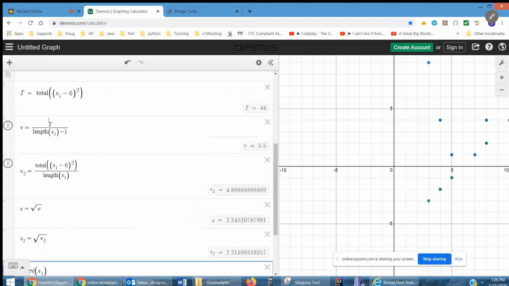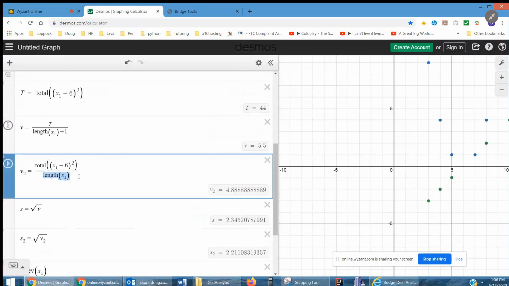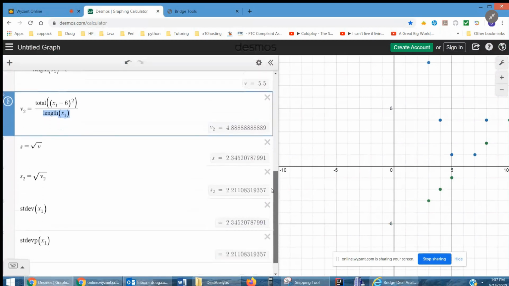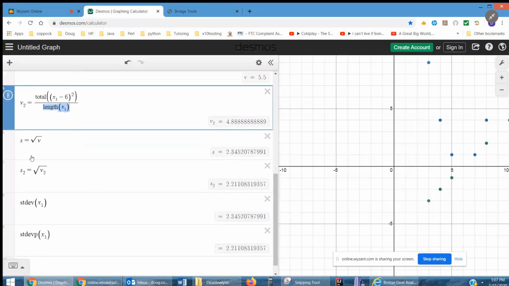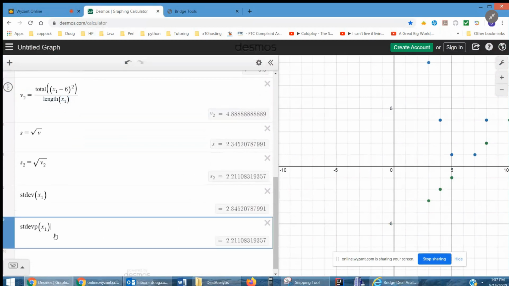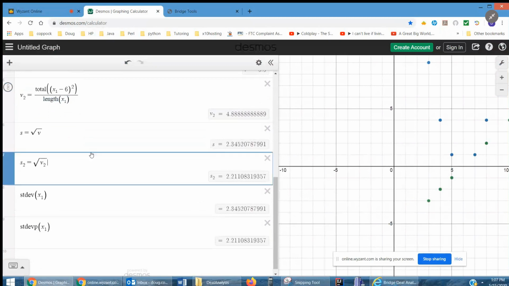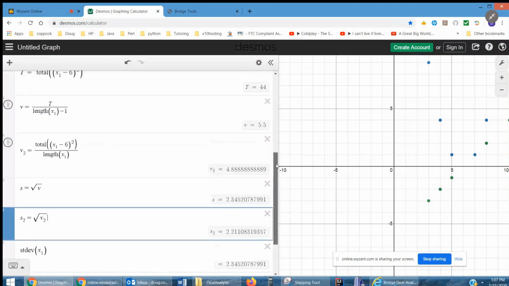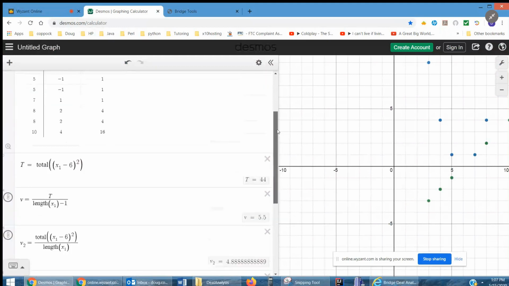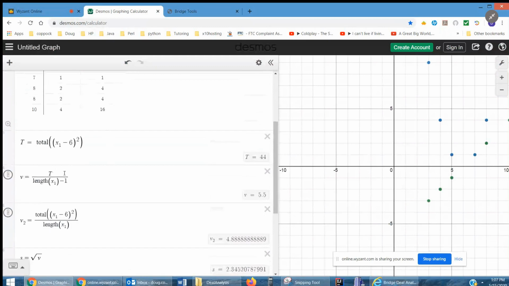And here's that variance. The total right here divided by the length of x of 1 is 4.888. Take the square root of that, the square root of variance of 2, 2.211. So here we did it using a function on Desmos. Here we did it by brute force, or we calculated the standard deviation by actually totaling the numbers in that third column, dividing by the number of numbers, then taking the square root.